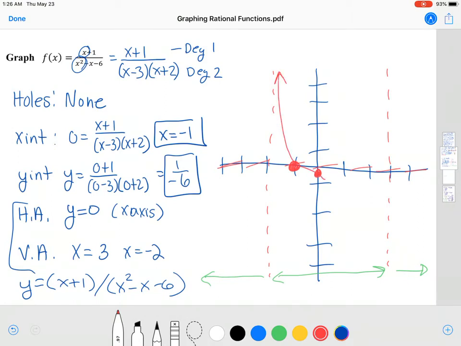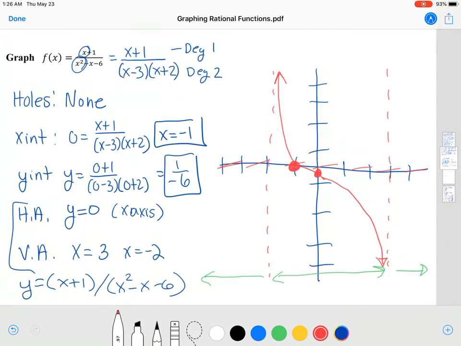It's got to pass through those 2 points because those are your intercepts. So for sure it needs to pass through those 2 points. And those arrows show me where the end behavior is on each side of the vertical asymptote.